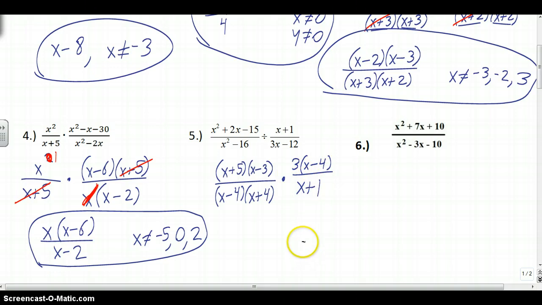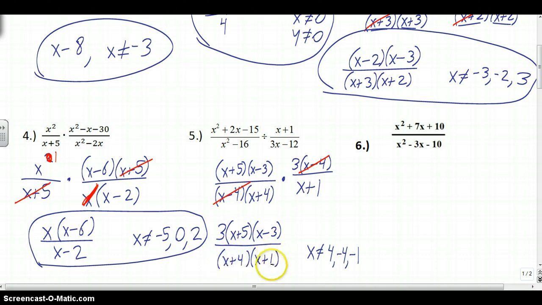So what can x not be? 4, negative 4, negative 1, and again, because it's division, you have to check the numerator. But the only other thing it can't be is 4, which you already said. Okay? Cancel, cancel. The x minus 4's go away. And in all honesty, that appears to be it. So it is x plus 5 times x minus 3 times 3. I'm going to go ahead and put that in the front, over x plus 4 times x plus 1.